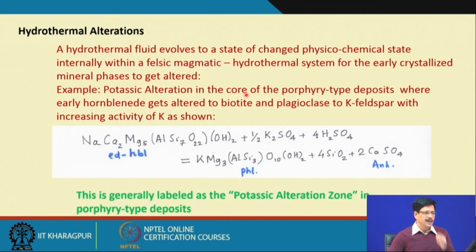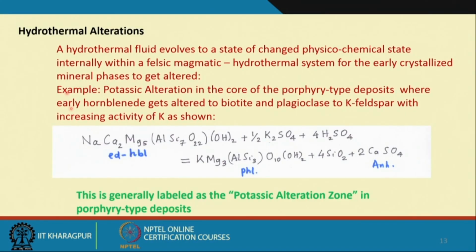So, the hydrothermal alteration zones: in an evolving system, the fluid evolves to such a state that the early formed mineral assemblages are out of equilibrium with the changed chemistry of the fluid. An example is the potassic alteration in the core of porphyry copper type deposits, where early hornblende gets altered to biotite and plagioclase to potash feldspar.